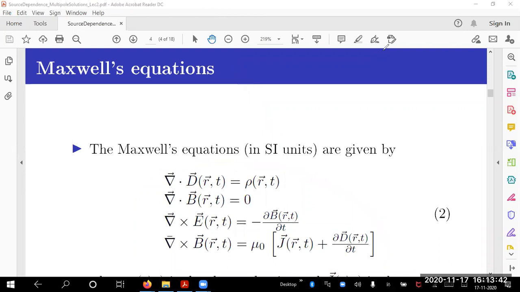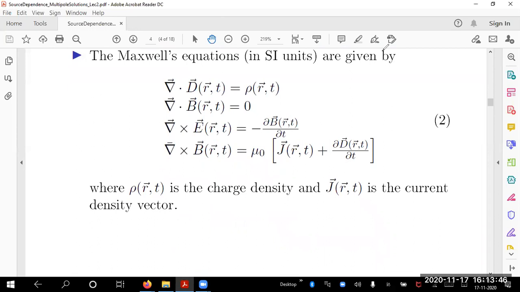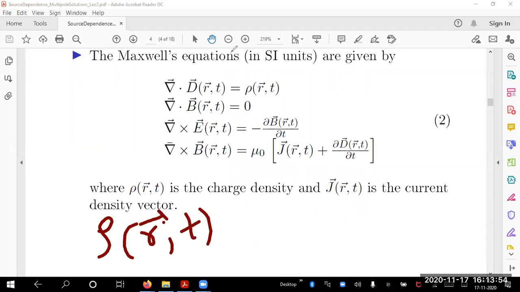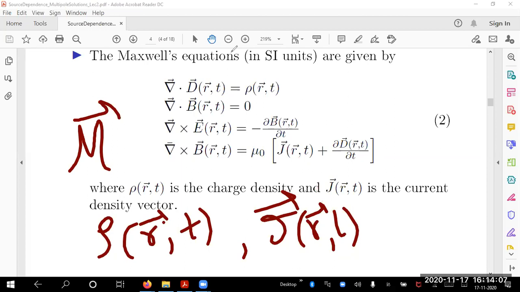If we know that, then I will say, fine, we know it. And what is the source property here? Classically, the source is characterized by rho of r,t and current density J of r,t, and also there is a magnetization in this. So I will just say these two characterize, that is, wait 1 minute.